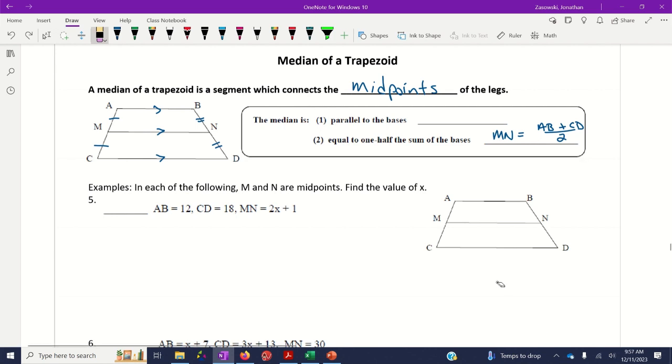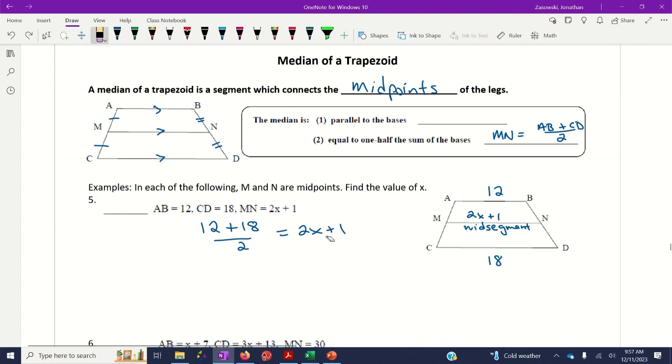So let's apply that to the first question here. For starters, we can label those segments on our diagram. And remember that because M and N are midpoints, this line is going to be the mid-segment. So the equation we're going to create is that the mid-segment, the median here, is the average of the two bases. So we're going to add 12 and 18, we're going to divide by 2, and it's going to equal that median slash mid-segment here, which is 2x plus 1.